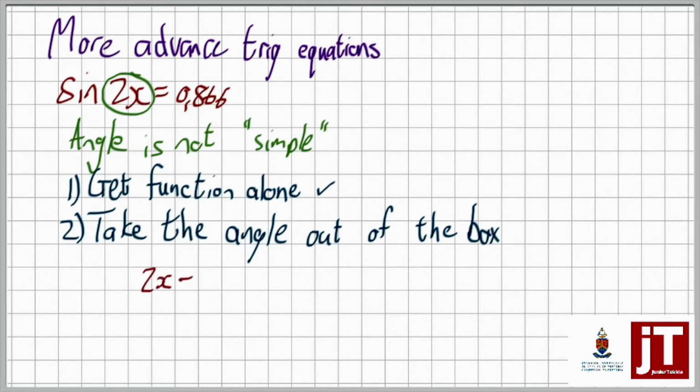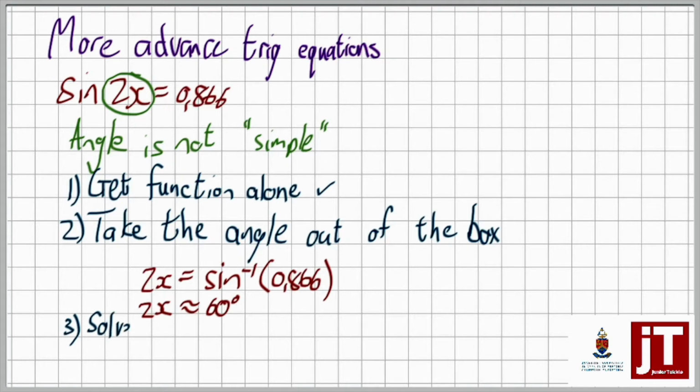How do I do that? By taking an arc sine on the right hand side. Putting it in my calculator gives me an approximate value of 60 degrees. What is going to be now my next step? Take a guess. If you guessed solving for x, you've got it.